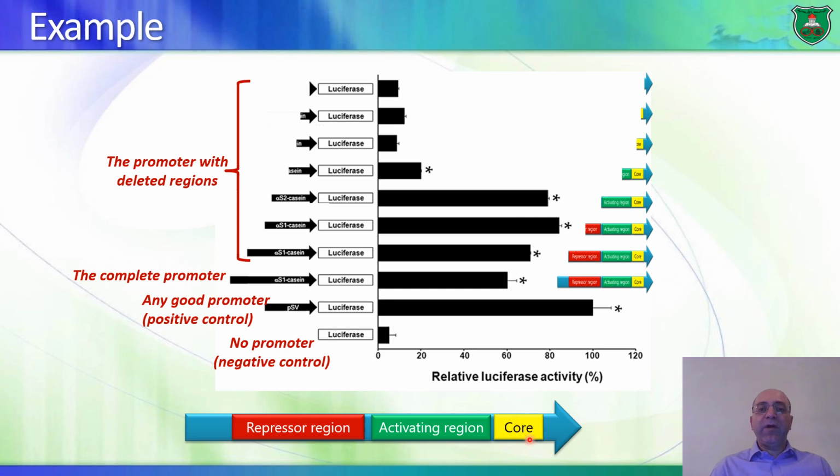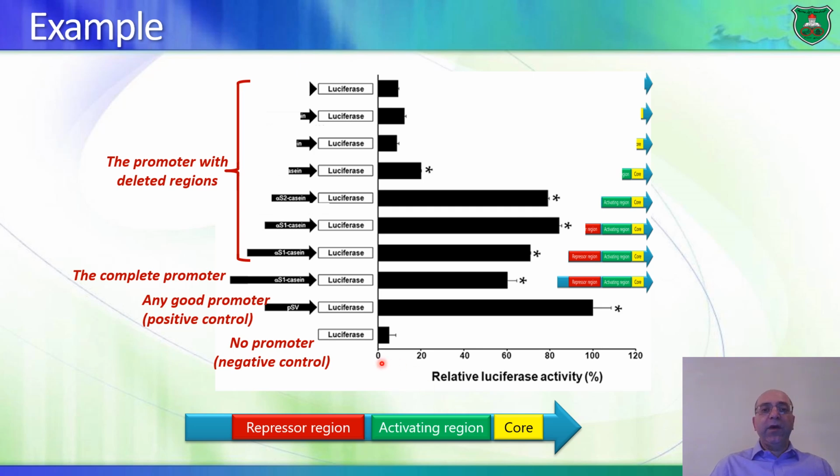Here we have the core promoter region. This is the RNA polymerase binding site that produces the basal expression. Basal means the minimal, the standard expression of a certain gene. Here we have the activating region, a possibly regulatory sequence or element. And let's say that here we have a repressor region, and we use genetic engineering again. And that's what we do.